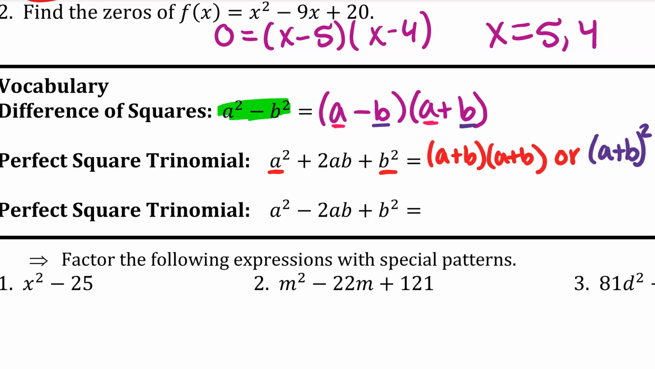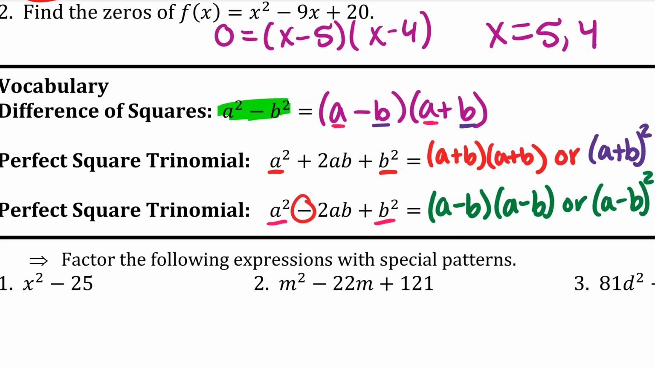Now the perfect square below it is the exact same as the first one, we just have a minus sign instead. So I'm going to write these out as a minus b times a minus b, or a minus b squared. Again, I see these as more like tools for you to use. If you want to use them, that's great. I'm going to do examples where I use these. If you don't want to use them, that's okay too.